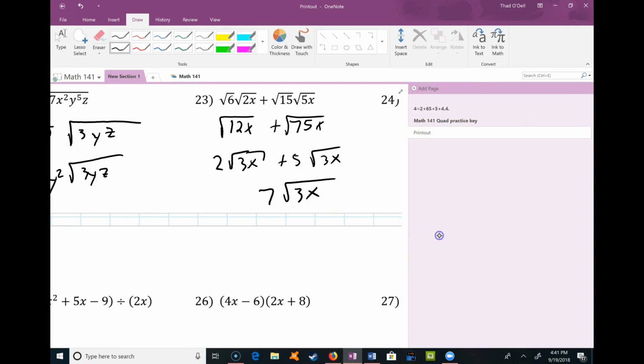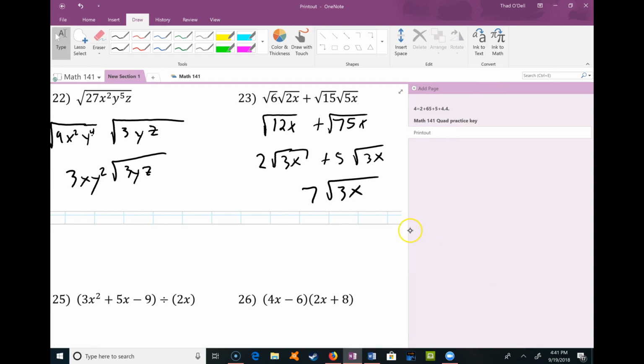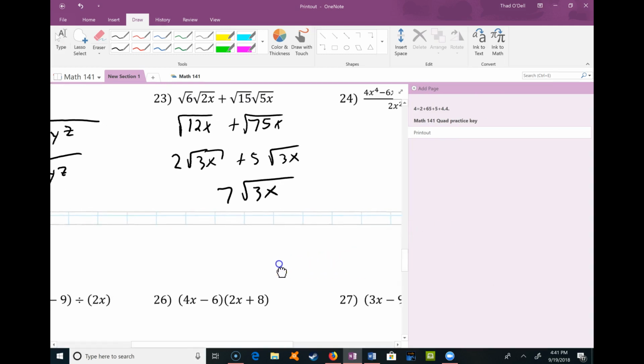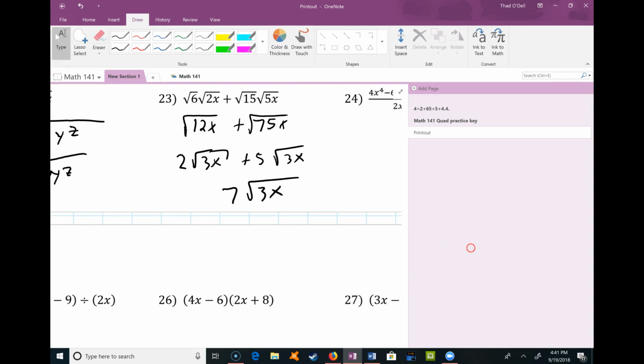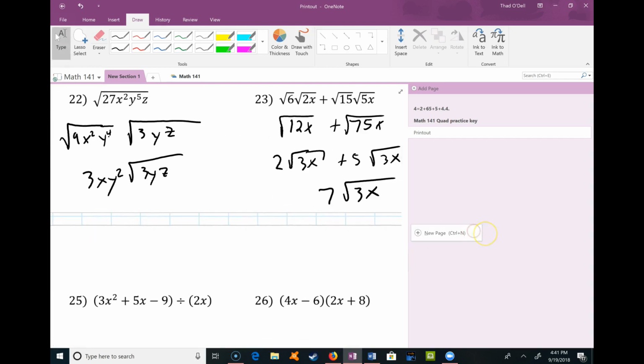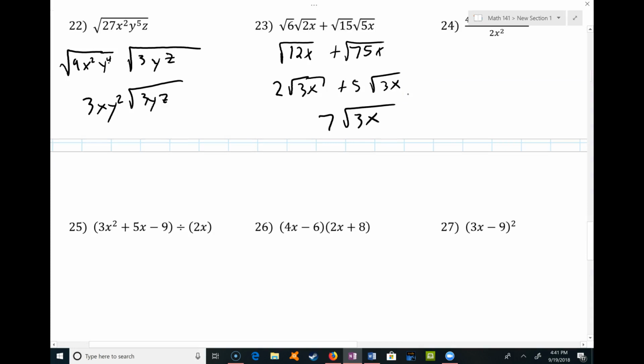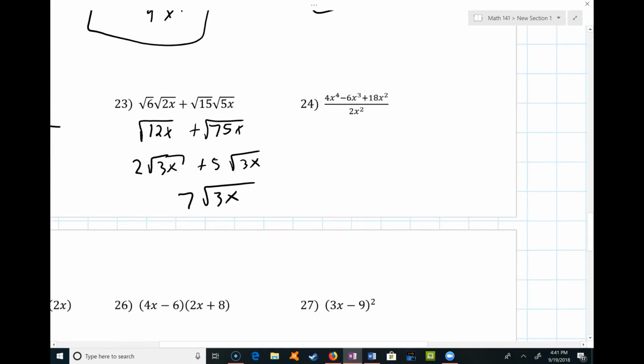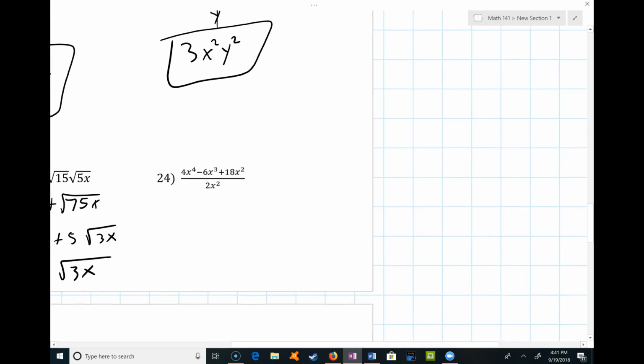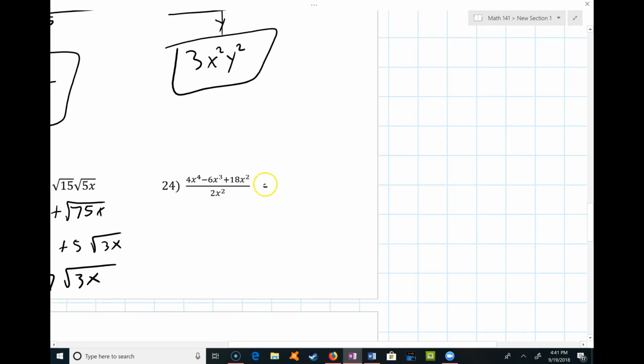Number 24. Whoops, I didn't want to do that. Oh, I didn't know I could make it huge like that. Okay, so here we got a polynomial divided by a monomial. So this is kind of like 1 over 2x squared times 4x to the 4th. Actually, it's the same. It's not kind of like, it is this.